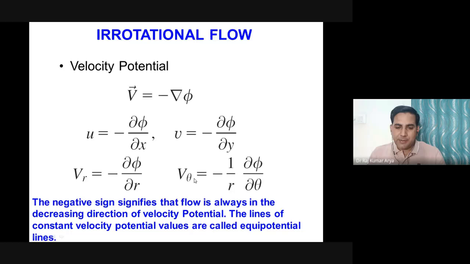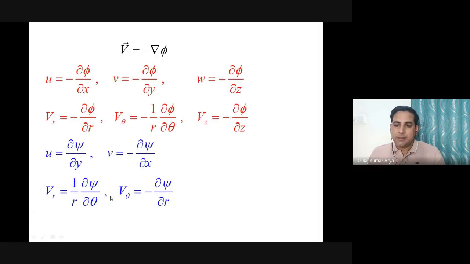Now the same thing you can write in cylindrical coordinates. The velocity components are given: v_r is minus del phi upon del r, and v theta is minus 1 upon r del phi upon del theta. Generally in the UG curriculum, we stick to two-dimensional, so these are for two-dimensional only. Now you can write the third component also: w, or v_z, is minus del phi upon del z.